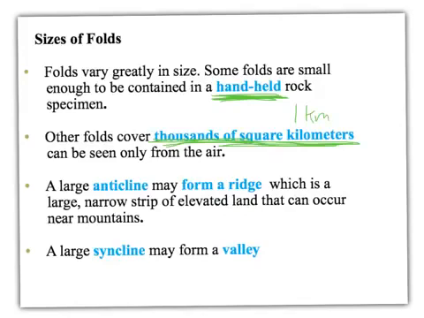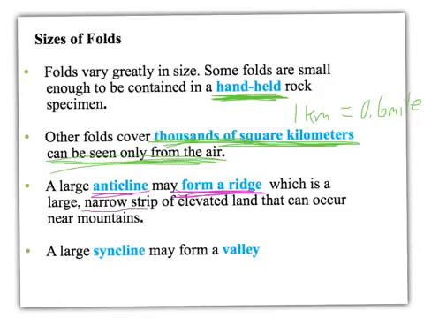1 kilometer equals about 0.6 miles. And so we can only see them from the air. If we have one of these really big, long anticlines, we might see a ridge, a long hill line almost, and a very narrow strip of elevated land.